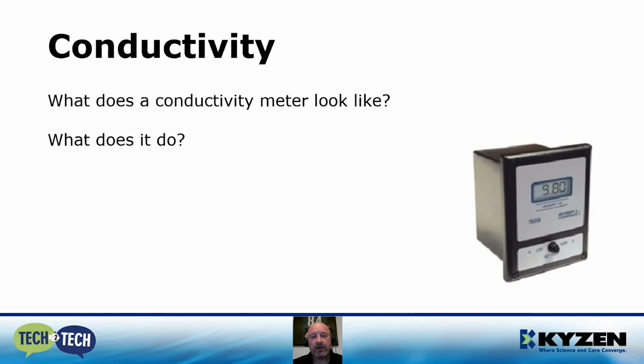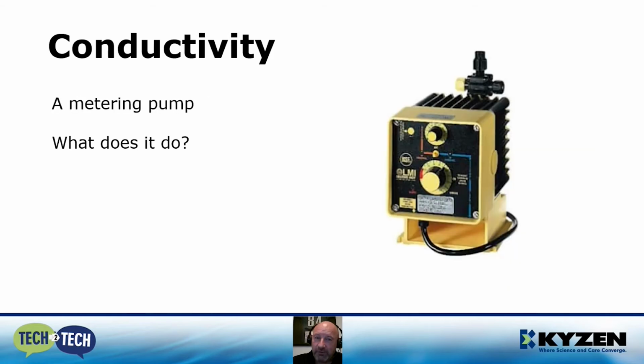We also need to talk about a conductivity meter. What does a conductivity meter do? A conductivity meter not only takes the signal it gets from the probe and turns it into a number, it also has a couple of different devices internally, like relays. Those relays can be turned on, they can be turned off, they can be alarms, they can be converted to 4 to 20 milliamp signals, which would then go over to another device, like a metering pump.